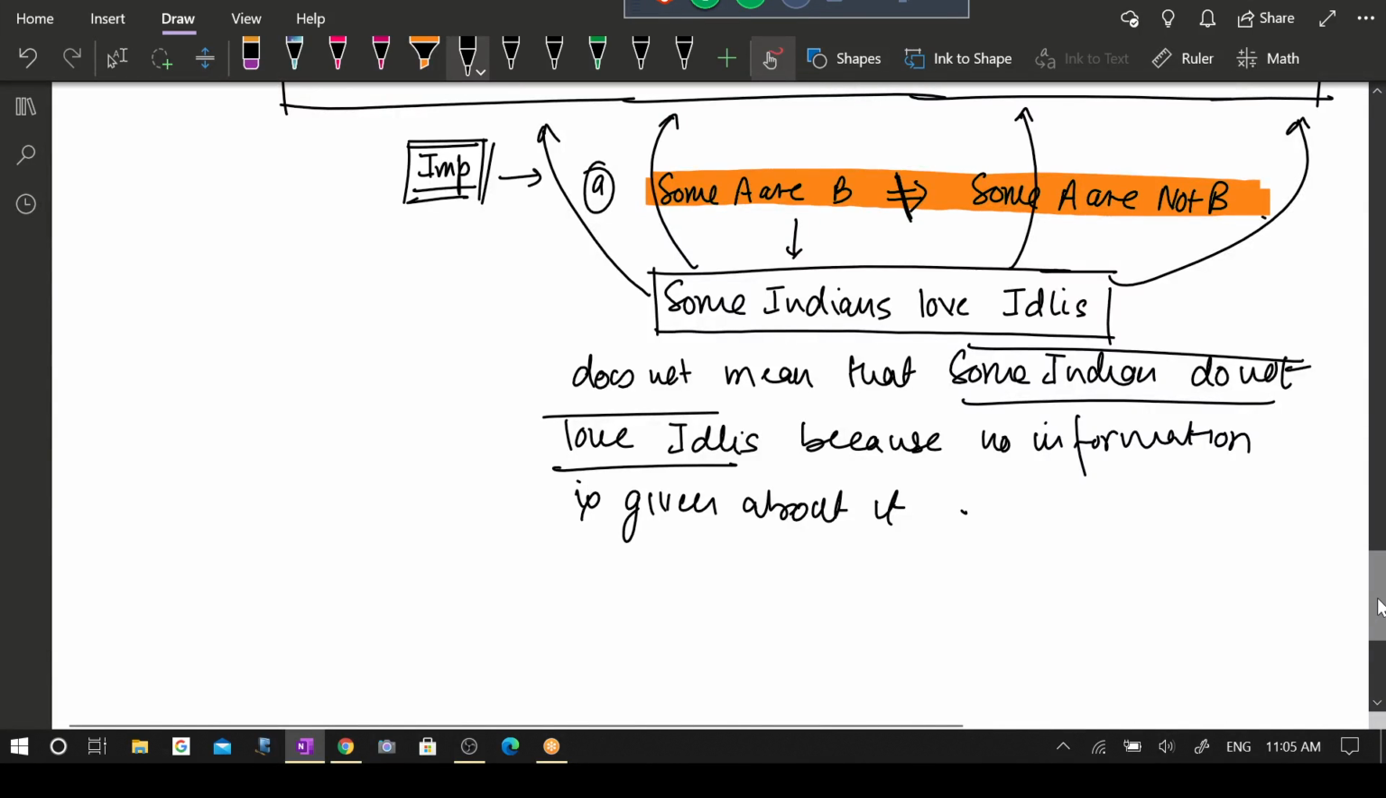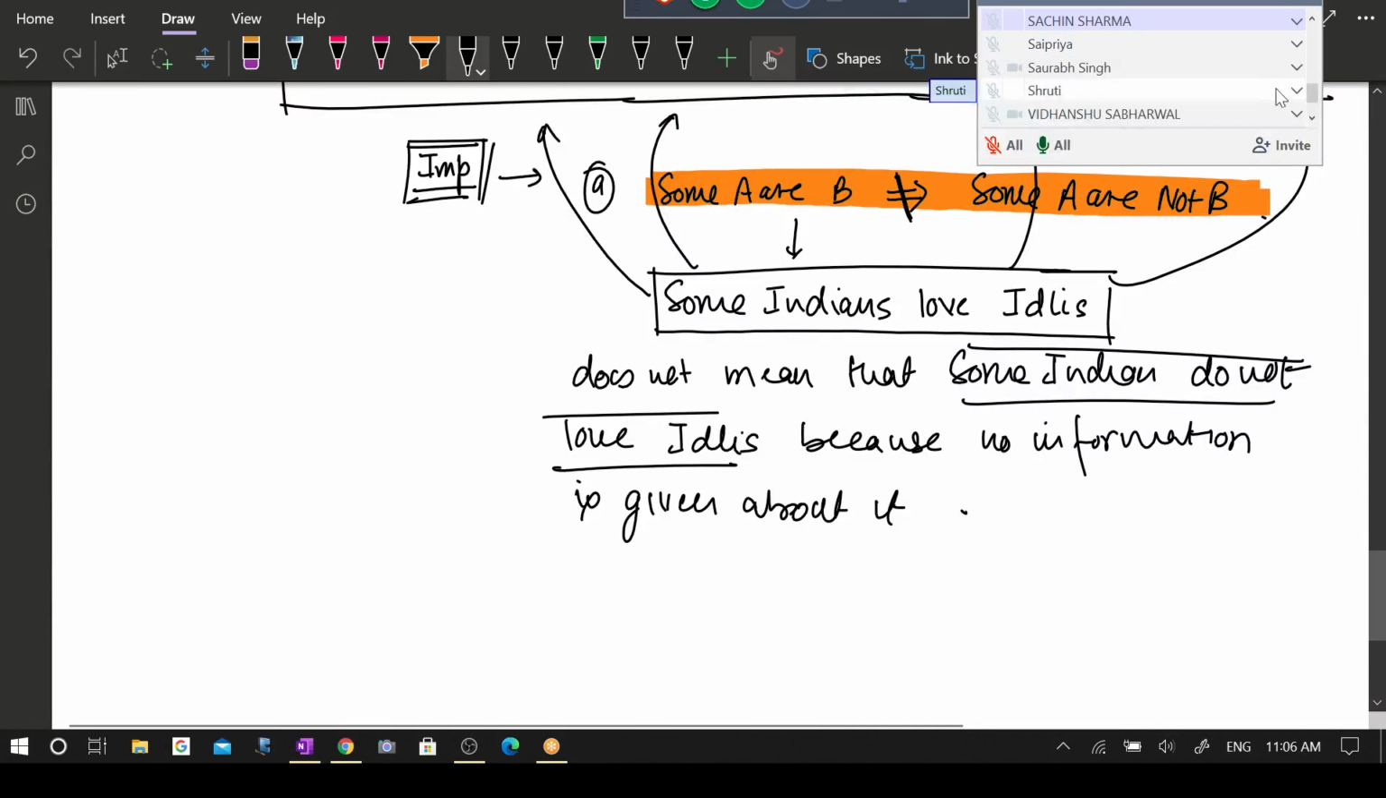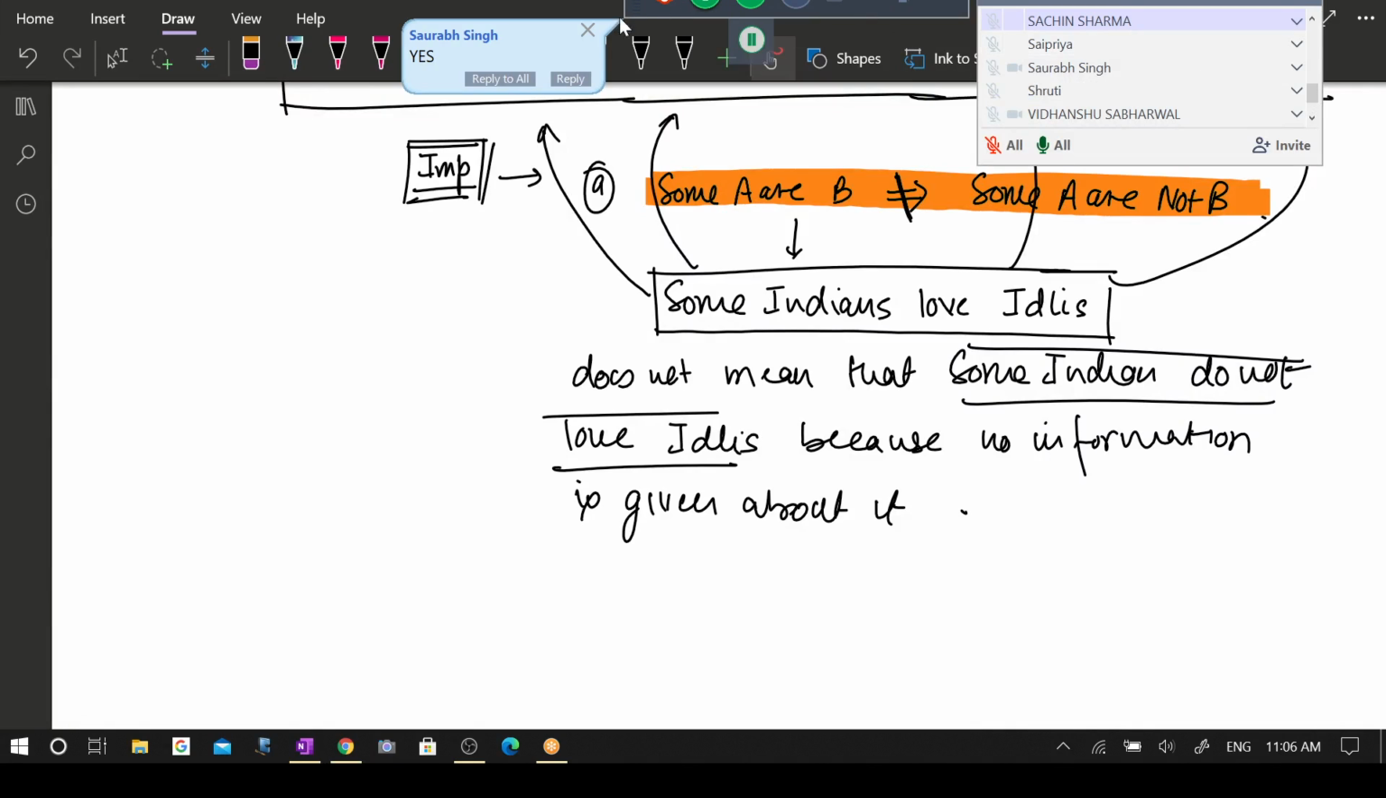Clear? Is it clear to everyone? Guys, you have to tell me, because otherwise there is no point. Either you tell me, "Sir, yes sir, it is clear," or "No sir, it is not clear." Great, Saurabh.